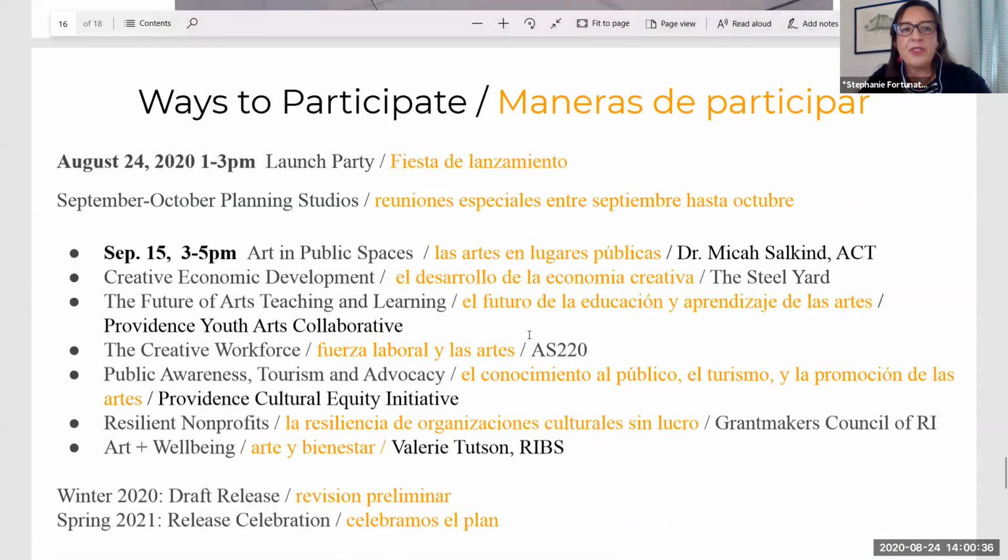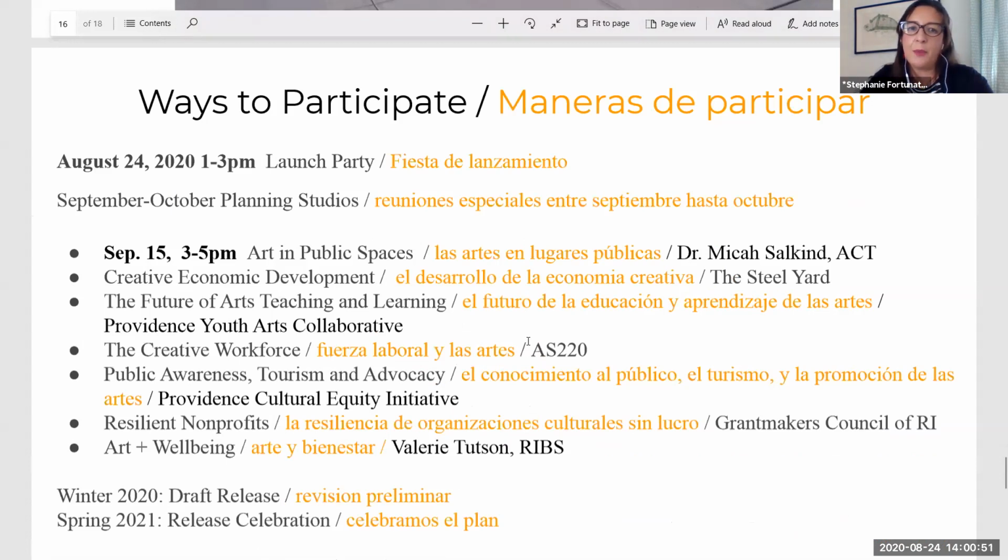I'm going to put this ways to participate slide up, which outlines the cultural planning studios. But I'm going to point you all to our blog, artculturetourism.com, which has a page that will show you when all of these studios are happening.